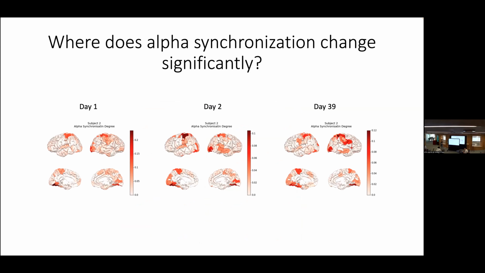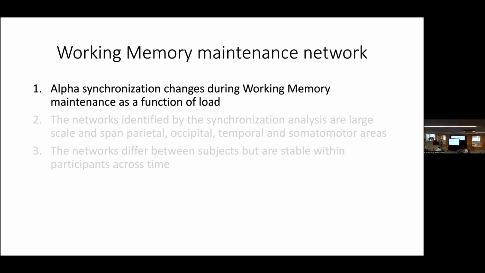So to summarize this first part, alpha synchronization changes during working memory maintenance as a function of load. The networks that we identify are large and span the parietal, occipital, and temporal areas, and a lot of somatomotor areas as well. The networks differ between the subjects, but they're quite stable across time.